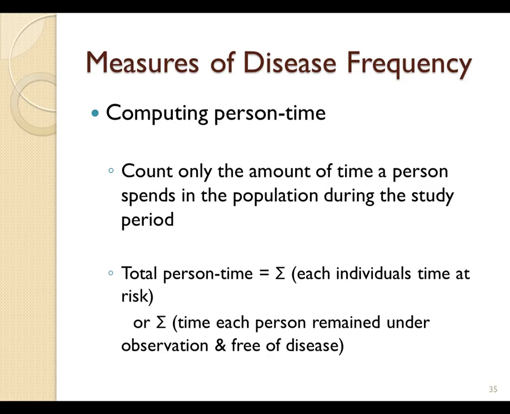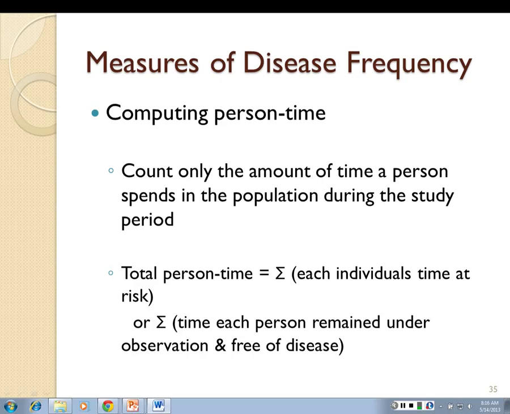So computing person time allows us to account for people who enter the population after the study begins, people who are lost during the study, and people who develop the disease during the study period and are no longer at risk for the disease. Now, please note that I am not going to expect you to calculate person time. I just want you to understand the reasoning behind calculating person time.